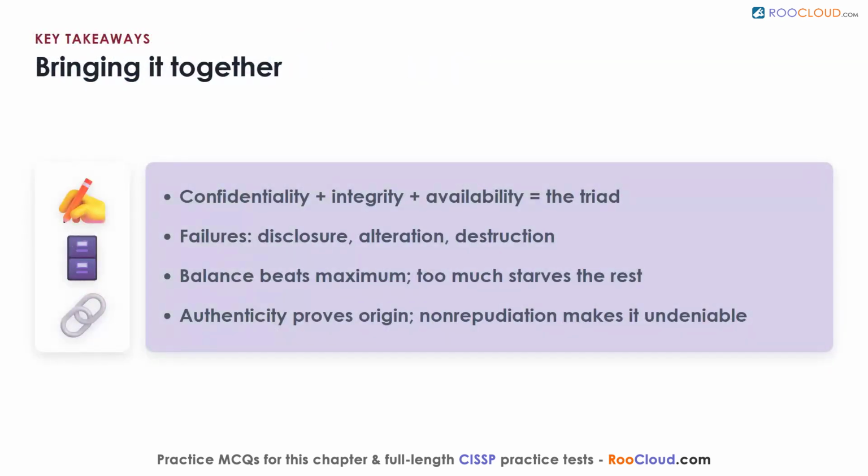So let's bring it together. Confidentiality, integrity, and availability are the three goals you always protect. Their failures are disclosure, alteration, and destruction. Too much of any one starves the others, so you balance. Authenticity proves origin, and non-repudiation makes actions undeniable. Access services, from identification through accounting, tie every identity to accountability. Master these, and every later control has a home.